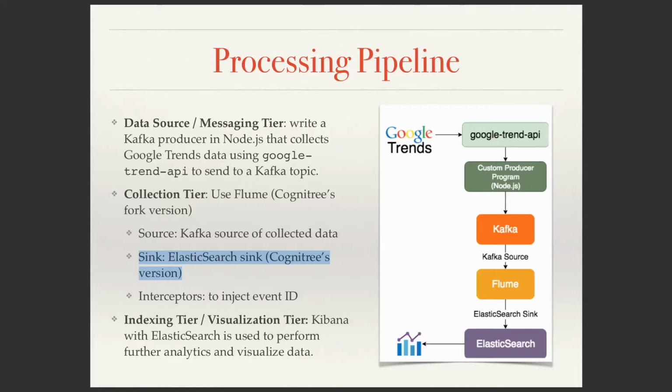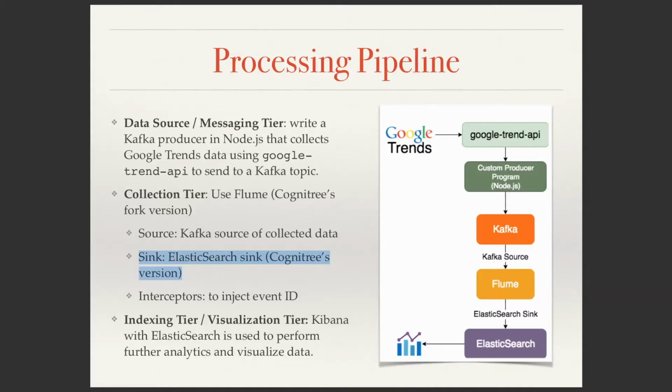Let's look at the processing pipeline. This is a processing pipeline I implemented for this project. It is composed of my JavaScript program that reads Google Trend data. This program works as a Kafka producer. The end of this pipeline is Elasticsearch node, which is used to index collected data for analytic purposes.